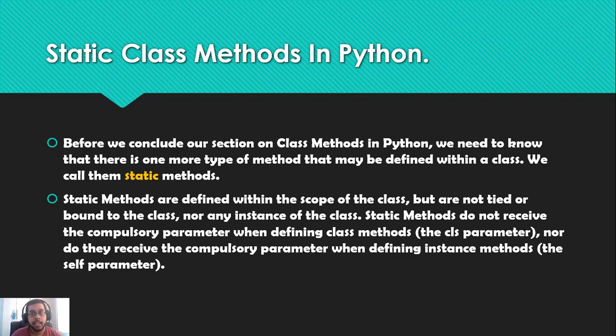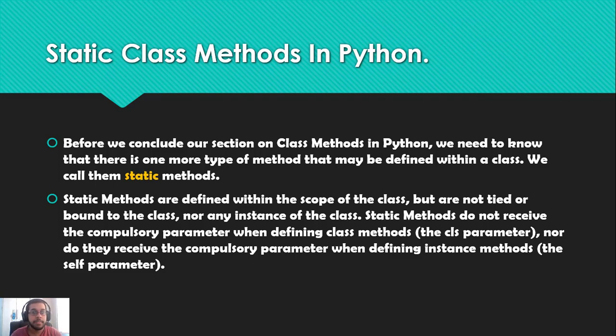Static class methods in Python. Before we conclude our section on class methods in Python, we need to know that there is one more type of method that may be defined within a class. We call them static methods.